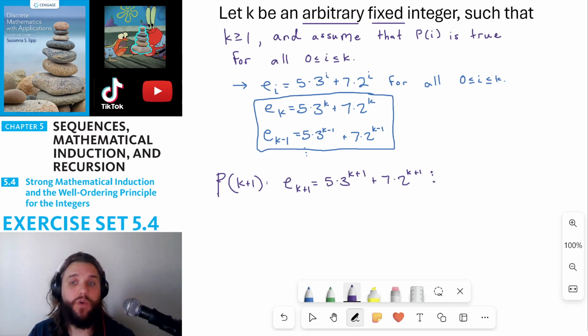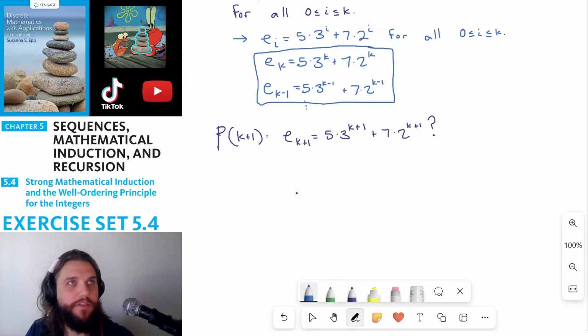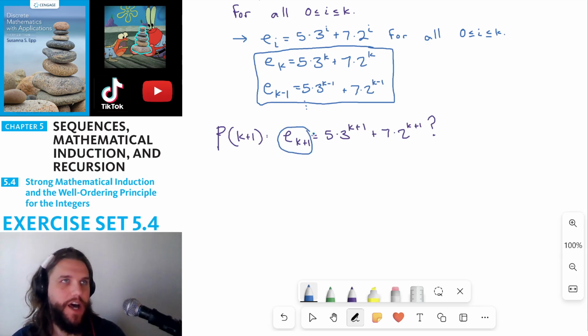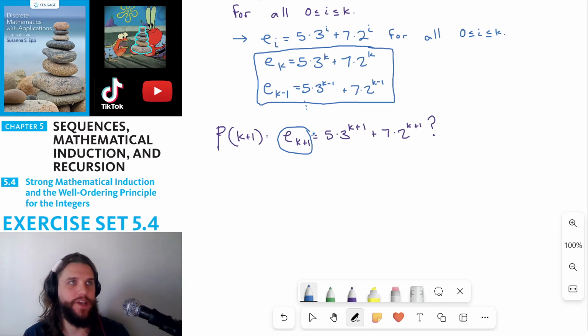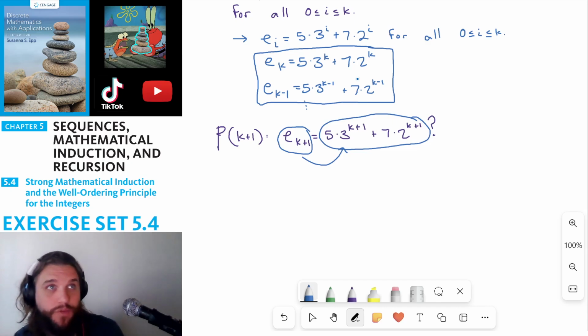Now I'm going to put a question mark next to this P of k plus 1 because I don't want to assert that this is true. I don't want to start with this in my proof because this is the thing that I want to end with, not start with. The way we're going to show that P of k plus 1 is true is we're going to start with just the left-hand side, and then we're going to take that left-hand side and do stuff to it, and we'll just keep doing stuff to it until we get the right-hand side, and then we'll be able to show that the left-hand side is actually equal to the right-hand side.